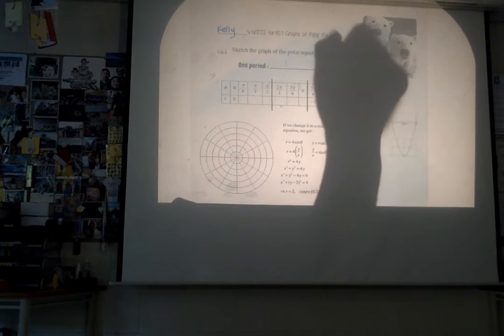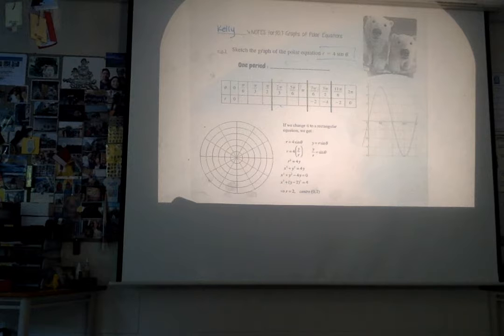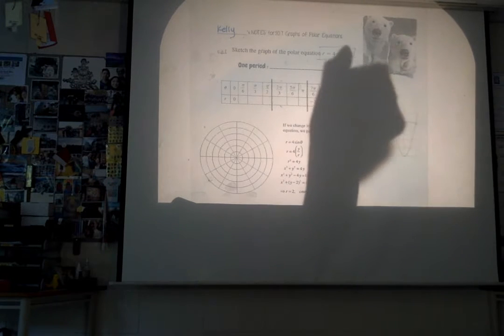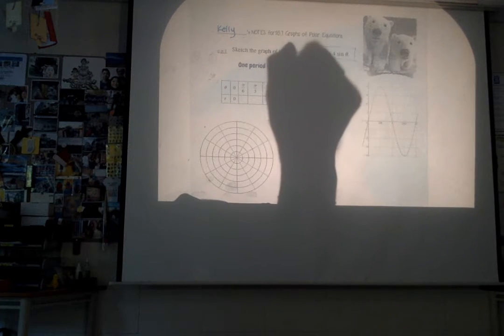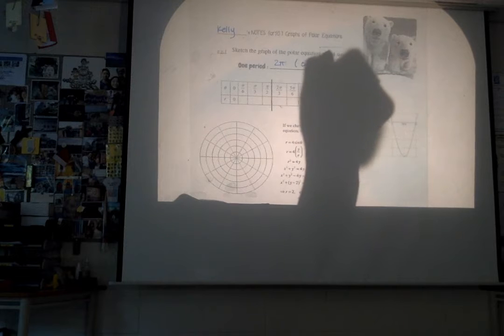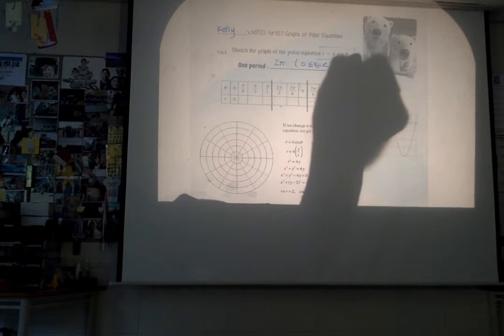So let's actually go ahead and graph r = 4 sin theta, okay? Let's just think about this graph, r value analysis, as we've been doing in the other videos. For sine theta, you know that one period is 2 pi, so we're going to graph from 0 to 2 pi, okay?